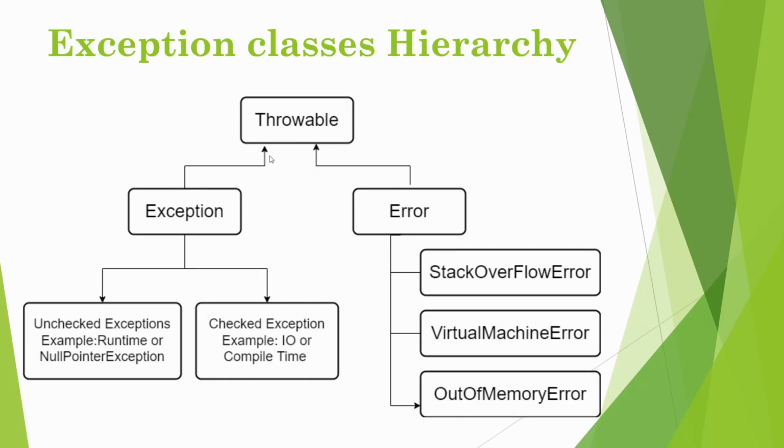You have a Throwable class which has child classes called Exception and Error. There are two types of exception: unchecked exception and checked exception. Checked exceptions are compile time, like input output error, SQL exceptions, connection error. Unchecked exceptions are runtime, like null pointer exception. And under the Error class, there are stack overflow error, virtual machine error, out of memory error.